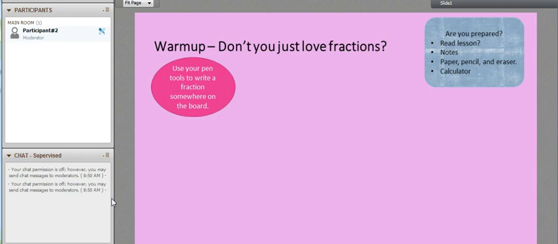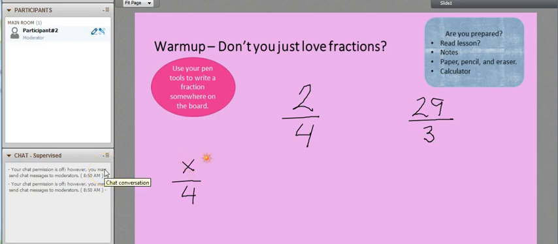So if you're not quite sure what a fraction is, here's a fraction, 2/4. Here's another one, 29/3. This is an improper fraction. And here's another one, x/4. That is also a fraction, even though it's a mystery value in the numerator. In the top, it's still a fraction. Okay, now, and you're going, wait, Miss King, I noticed fractions don't come for another couple of units.